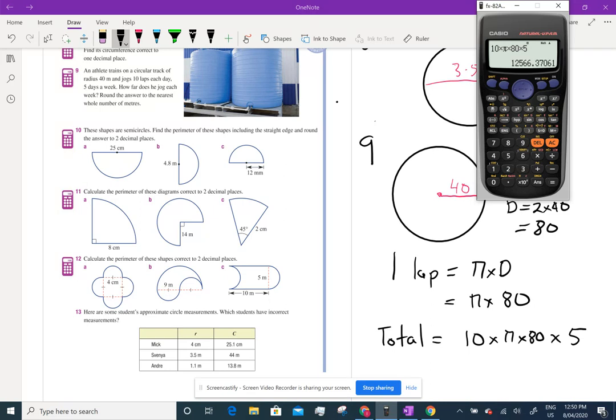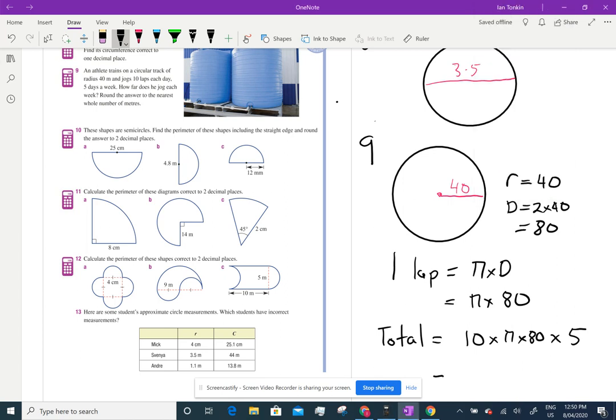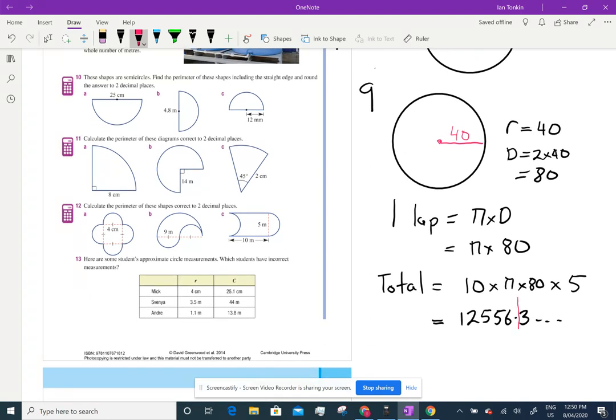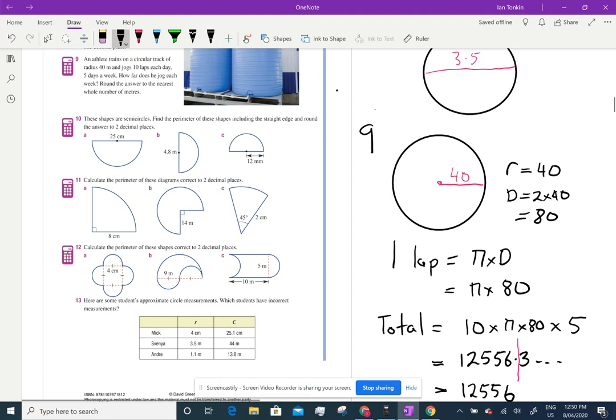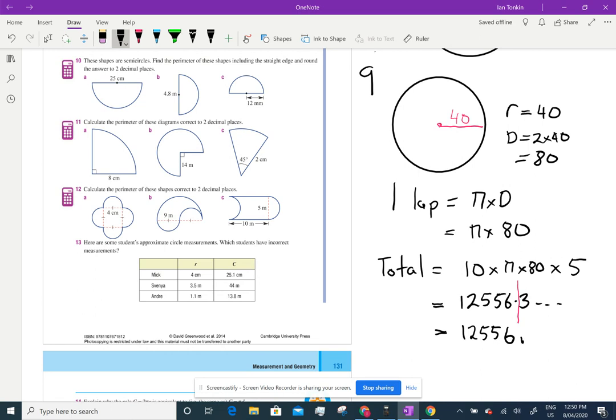And what is that? 12566.3. And there are a whole lot of other numbers behind that. And we need to round to the nearest meter. So we'll put our line there. We look at the number behind that red line. Is it 5 or more? No. So we don't round. We leave it alone. We have rounded it to the nearest meter, but we don't change the number.